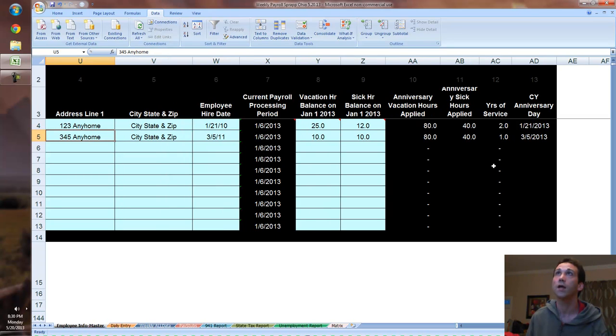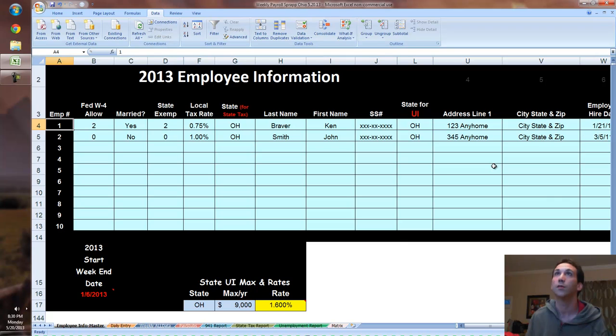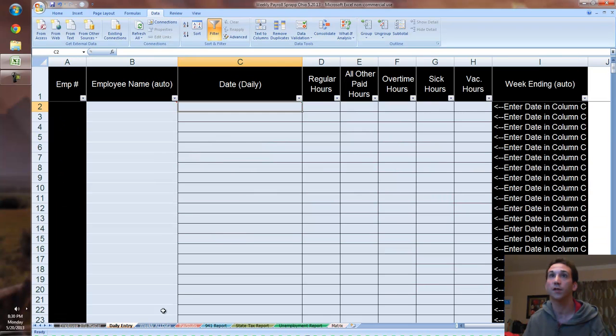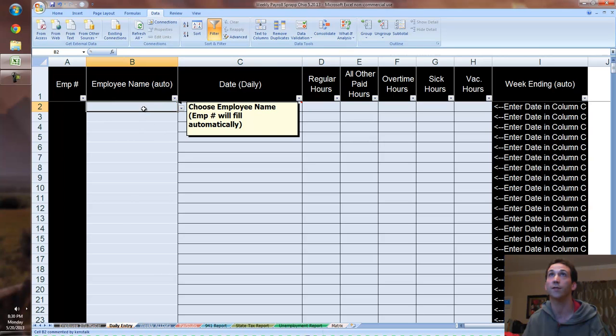At the beginning of the year, on January 1st, there's an amount of vacation and sick hours that's been accrued from the previous year that hasn't been used yet. You need to type that here, what the vacation balance was and what the sick balance was. Once you've done that, you can start moving on to the daily entry sheet, and this is where you enter in employees' information every single day.